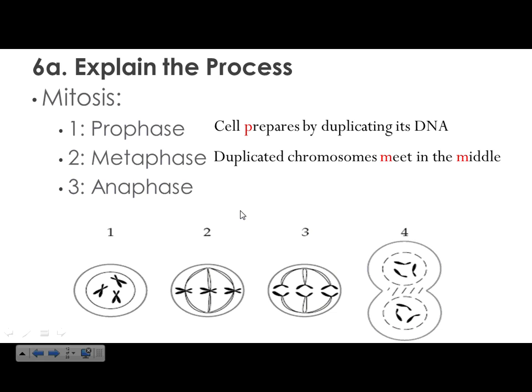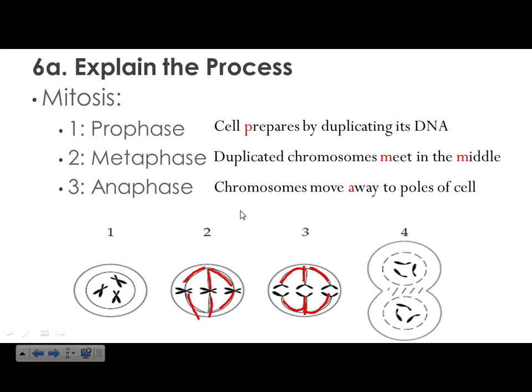Next, anaphase. They're going to start to move away from each other. So the spindle fibers, these guys here, are connected to each half of the chromosome. And then whenever we get to anaphase, they pull away, pull the two halves of the chromosome apart.